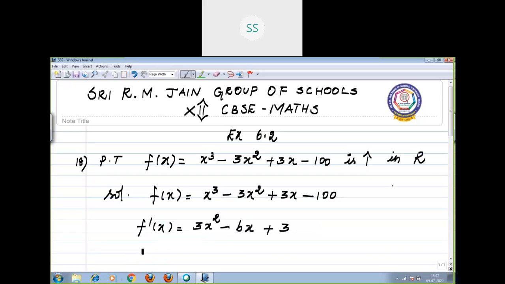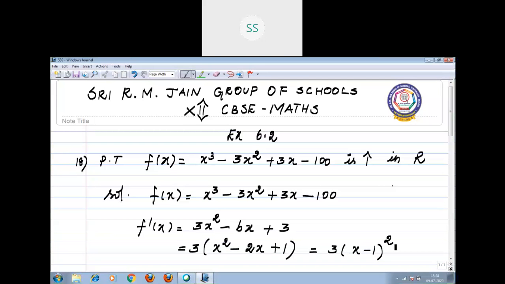Now you have to factorize. You should take 3 as common: 3 into x square minus 2x plus 1, right? 3 into x square is 3x square, 3 into 2 is 6x, and 1 into 3 is 3. Then the bracket is represented by the identity a minus b the whole square. So, 3 into x minus 1 the whole square. x minus 1 the whole square is a perfect square, right?